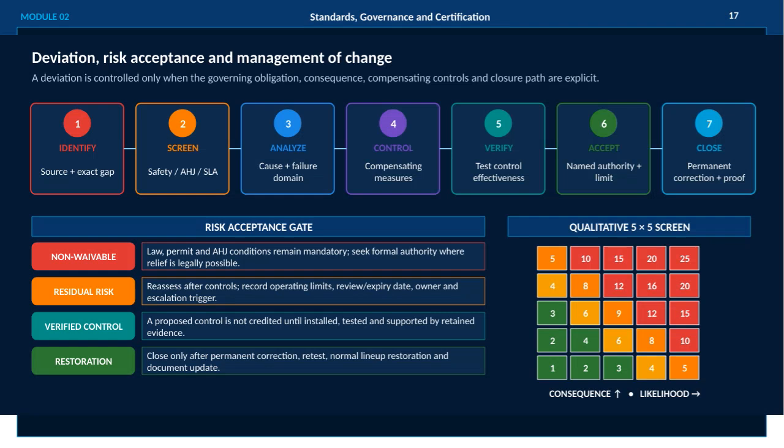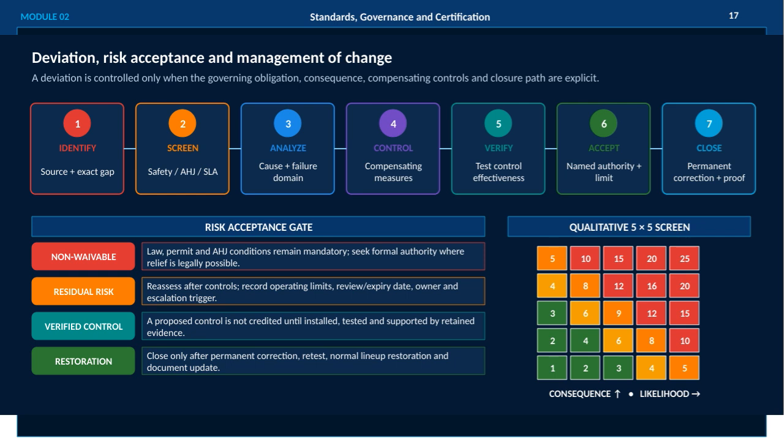On this slide, we focus on the process of managing deviations, risk acceptance, and changes within a data center MVAC system. A deviation is only controlled when four key elements are clear: the governing obligation, the consequence, compensating controls, and a defined closure path. The process starts by identifying the exact source and gap of the deviation. Next, we screen it against safety standards, authority having jurisdiction requirements, and service-level agreements.